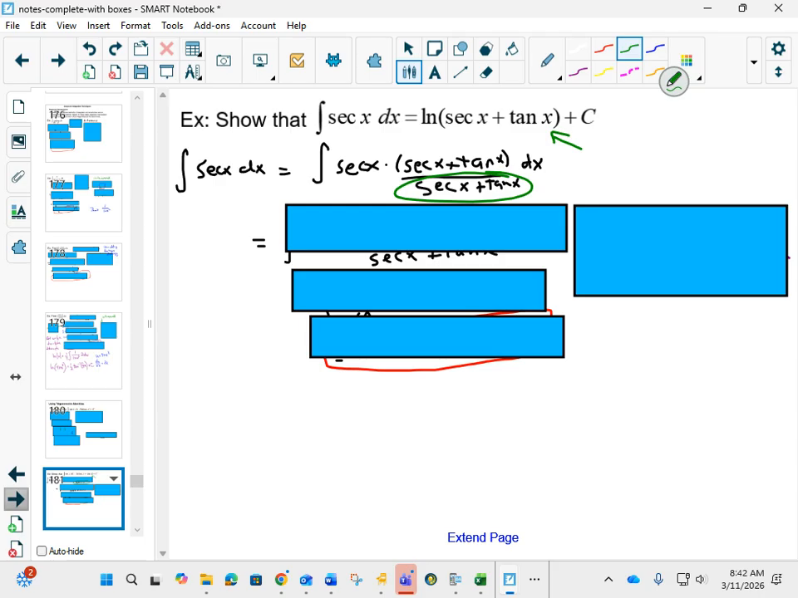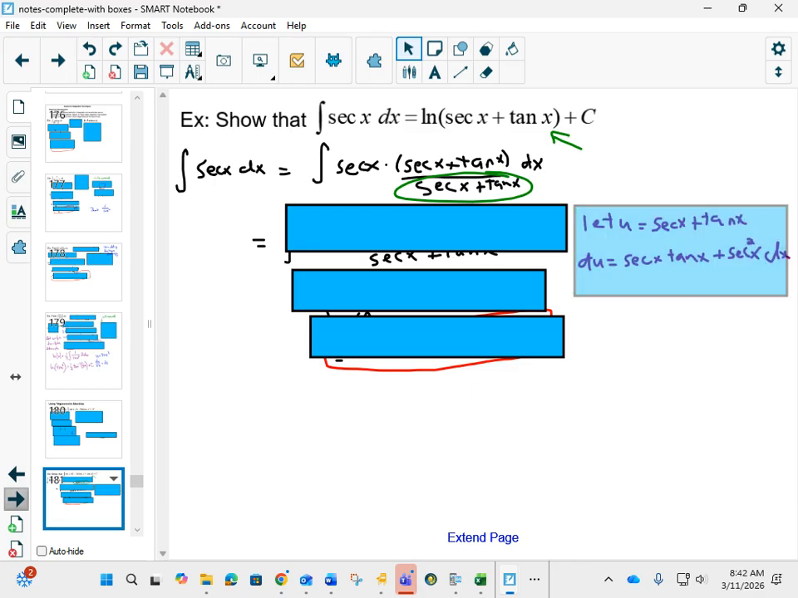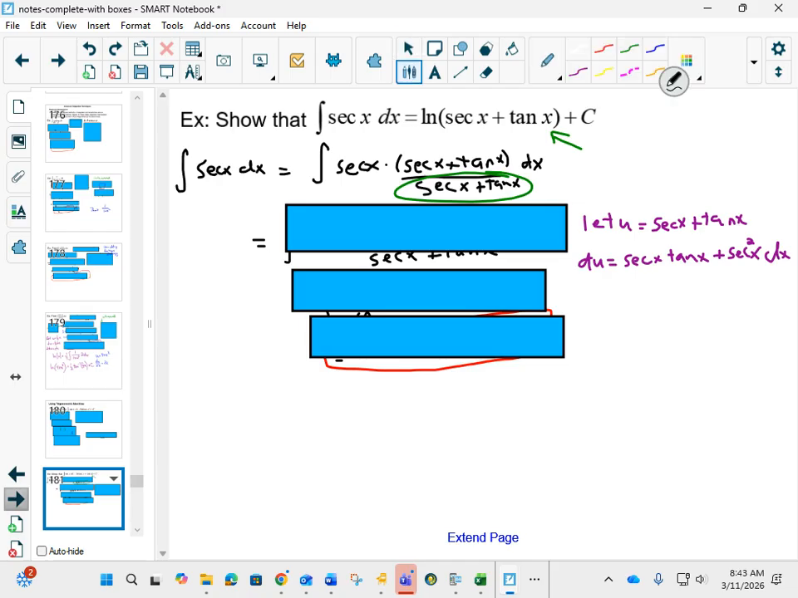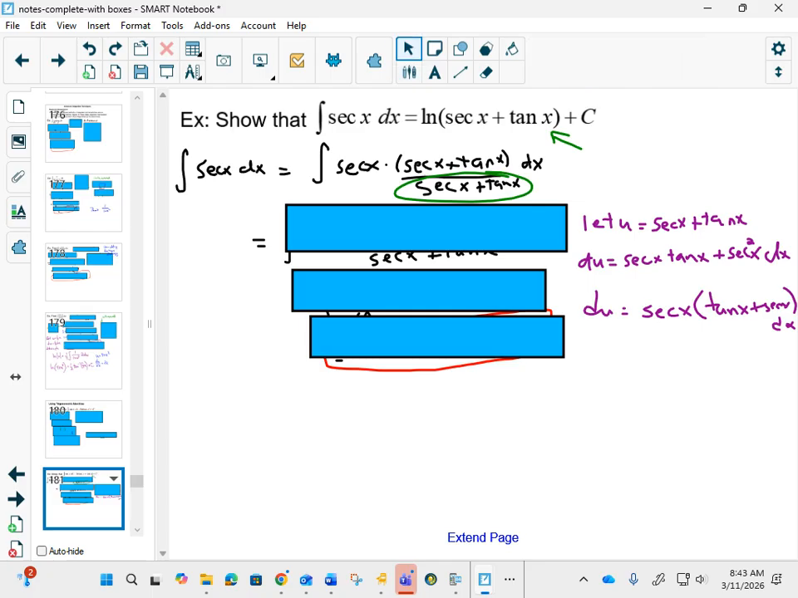I got it on the bottom now. If I have that on the bottom, that seems to be what I would like to make my substitution. And if I let u equal secant x plus tan x, then the derivative of secant is secant x tan x. And the derivative of tan x is secant squared x, which, if I wanted to, I could factor out the common factor of secant x. Oh my goodness, look how nice this works. That's exactly what I have on the top.